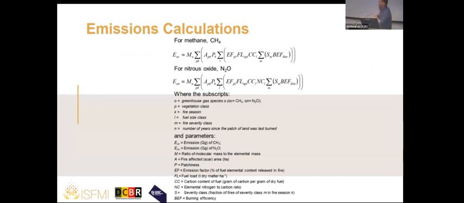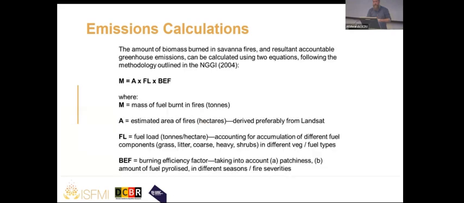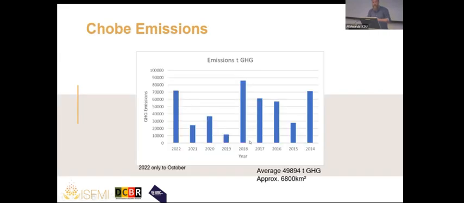I'll skip across this very quickly. These are just the calculations to come up with the emissions. An easier way of looking at it is the mass of fuel equals the area burnt, the fuel load, and the burning efficiencies multiplied by the emission factors. So for this Chobe project area, I can then go back through time and calculate emissions for each year.